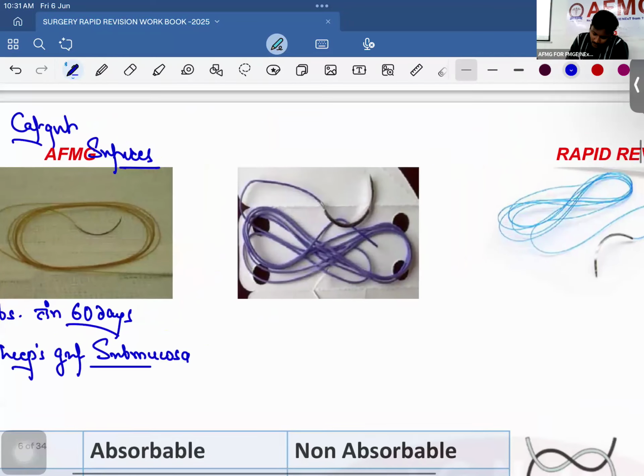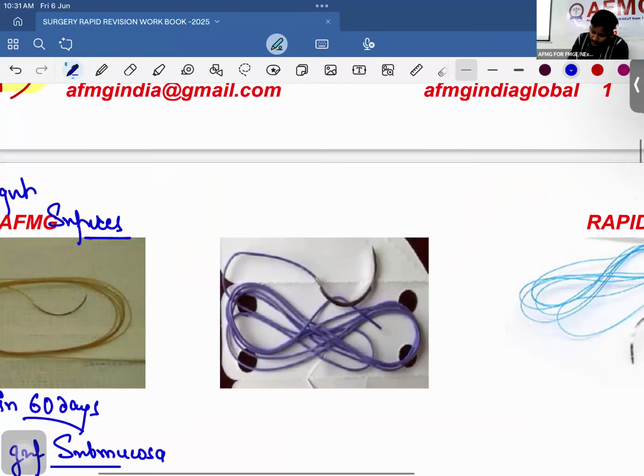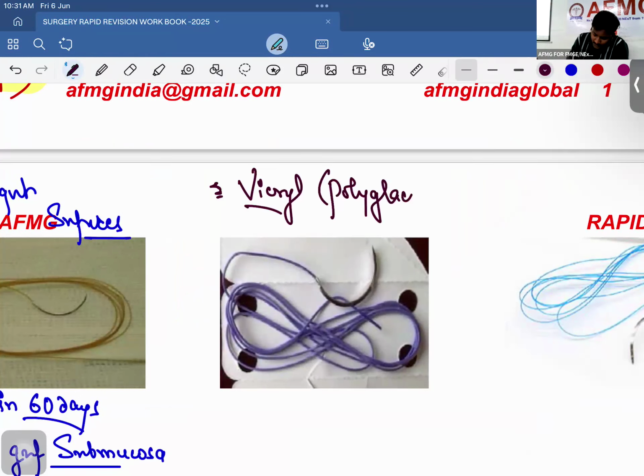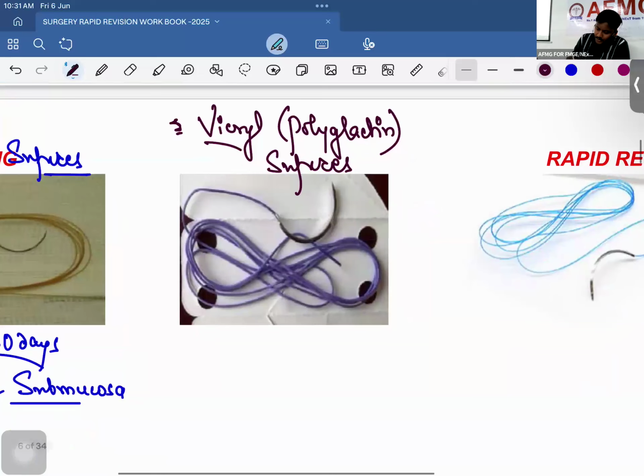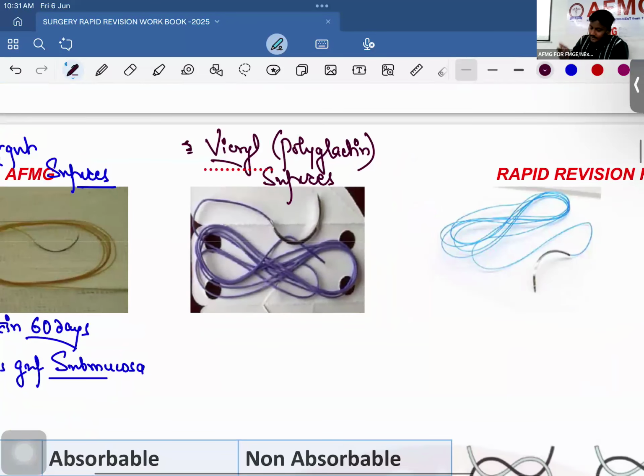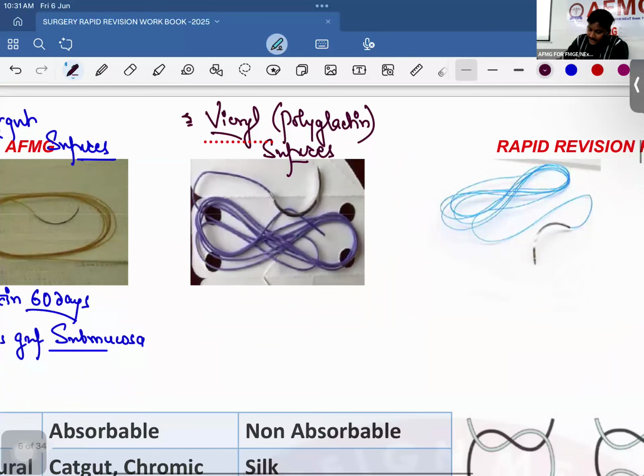Next important, beta, is this violet color suture called Vicryl suture. Vicryl's other name is polyglactin suture. We know that the Vicryl suture is also known as polyglactin suture. That is what is important to be remembered. Now, is the Vicryl or polyglactin suture natural or synthetic? We know it is a synthetic suture, beta, which is man-made.